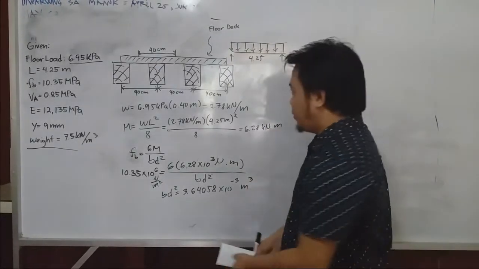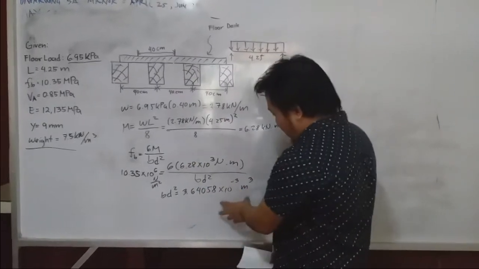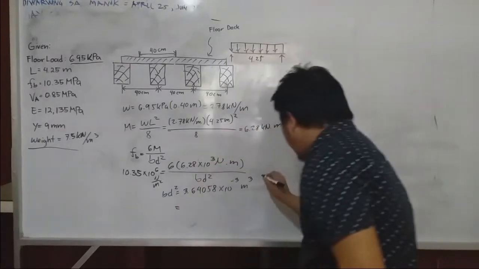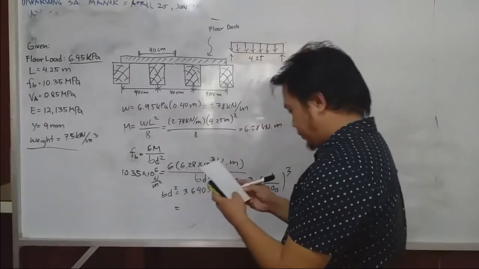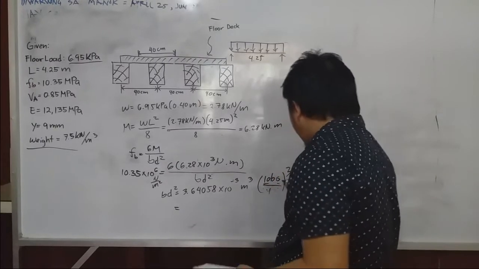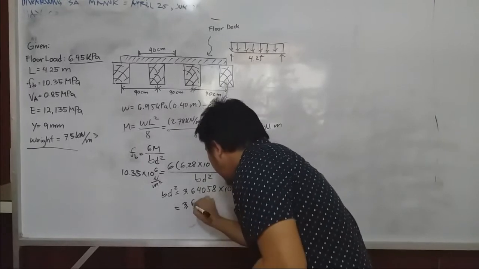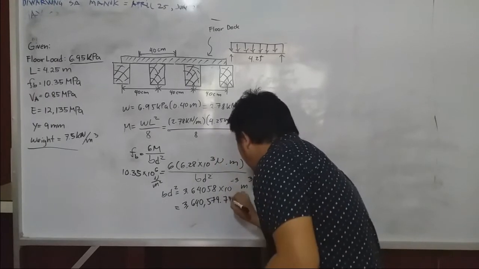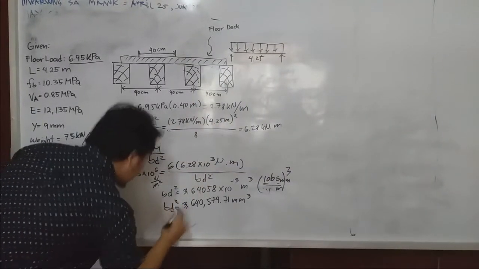But in designing, the dimensions of this floor joist will not be in meters, so it is very practical to convert this meter cubed into mm cubed. If you convert that, you multiply by 1,000 mm over meter, cubed. So you have 3,640,579.71 mm cubed. So you now have the equation for this.